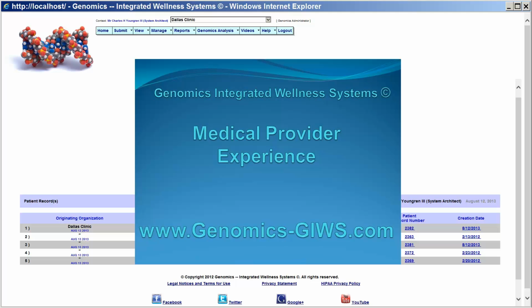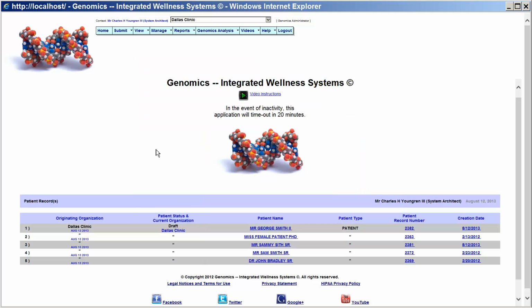This is a Genomics Integrated Wellness Systems discussion of the medical provider experience. Once the medical provider has provided login and user ID password and logged into the system, he will be presented with the main screen for his particular location. In this particular example, we're looking at the Dallas clinic that the doctor is assigned to.